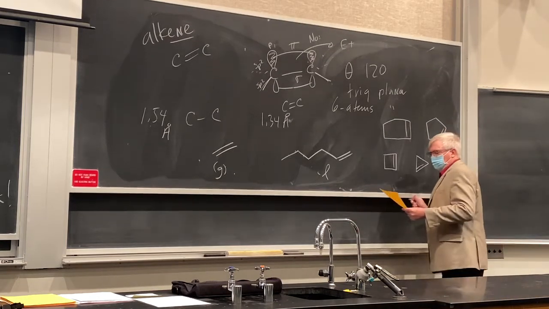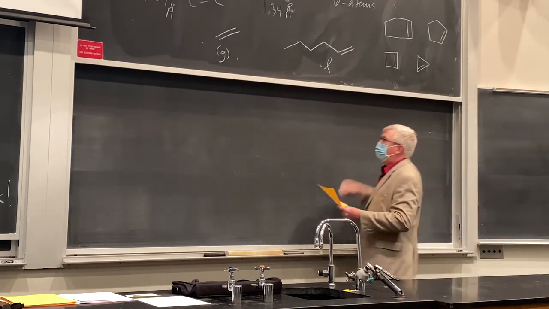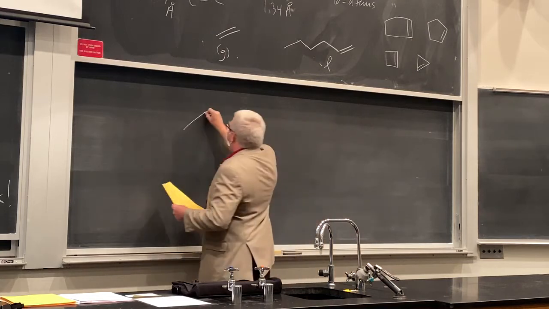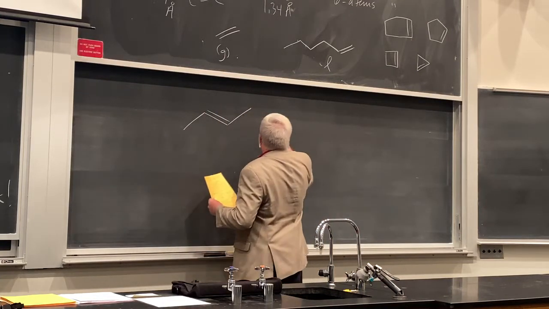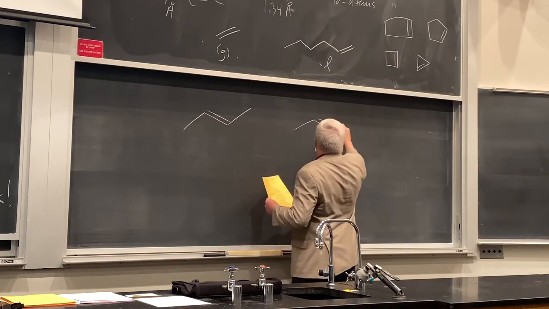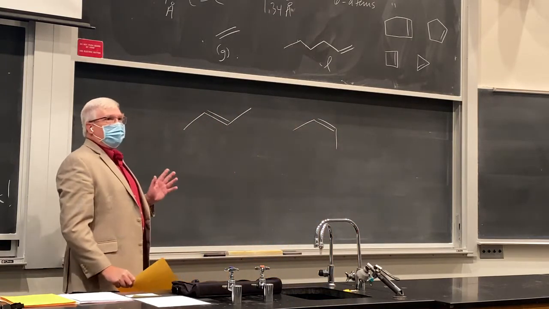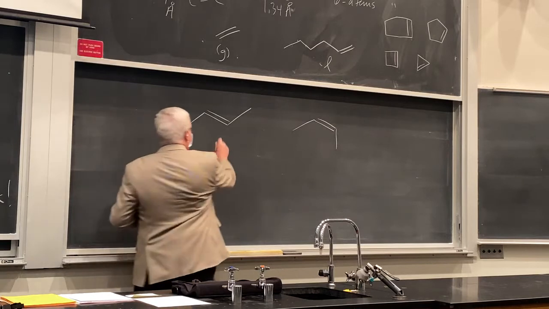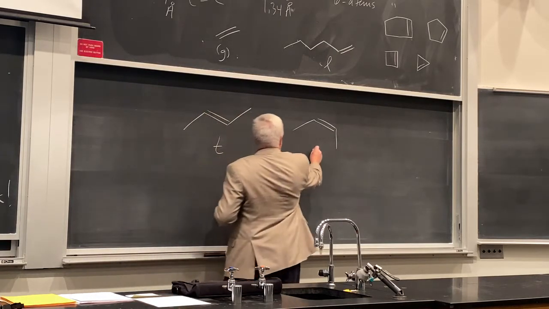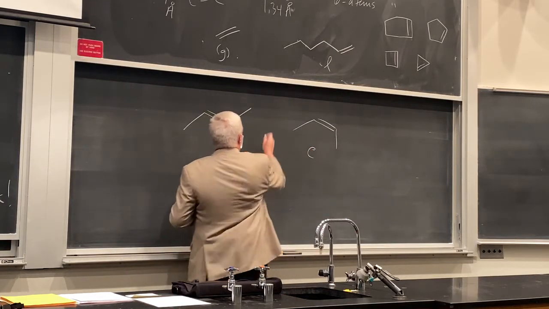Now let's look at the geometry here. So here we have a simple alkene, 2-butene, where there are 2 different groups on both carbons. And so we have 2 geometric forms. We've already talked about this. This is the trans one. This is the cis one.